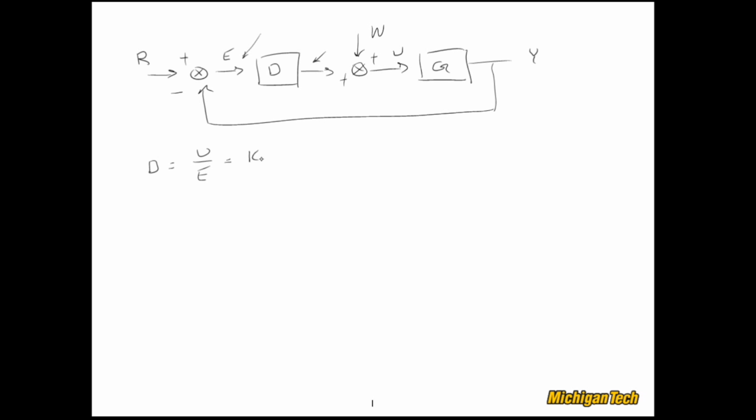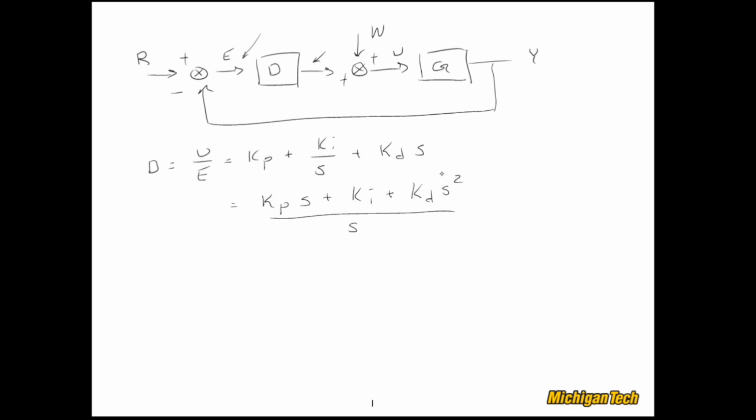And the PID controller looks like this. It's some gain Kp plus a gain Ki over S, so there's our integrator, plus KdS. Now in this form it doesn't look like a transfer function, but I can certainly write it as a transfer function, as a rational function, I should say, like so, just by multiplying the numerator and denominator of all these elements by S.